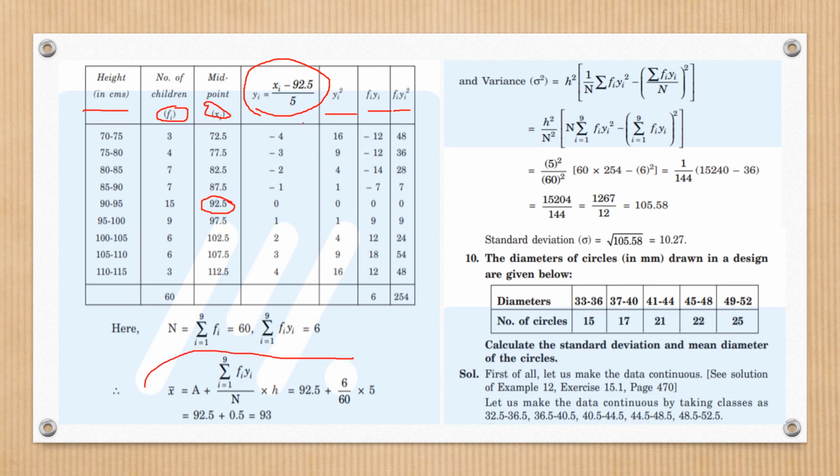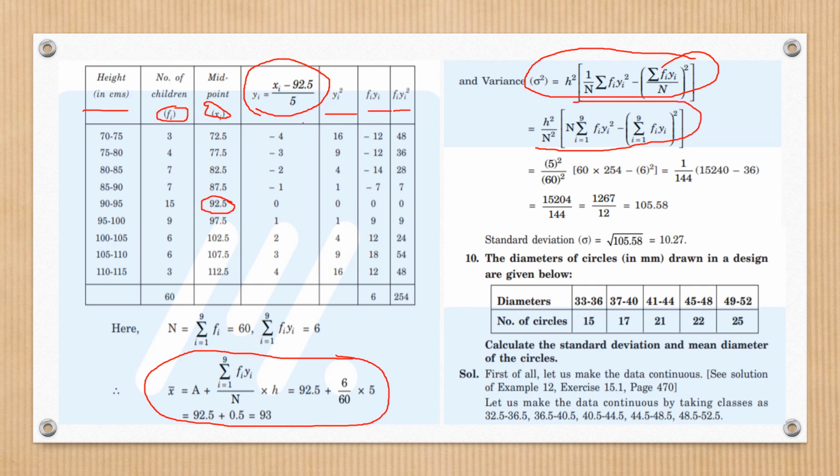So the mean using this formula is 93, and the variance by using this formula, sigma square, right? Again h square upon n square, you can directly use this formula also: h square upon n square, n times summation fi yi square minus summation fi yi whole square, right? So h is 5, n is 60, and this is 60 times fi yi square. Here it is 254, and fi yi is 6, so 6 whole square you have to take. After solving it is 105.58, and the standard deviation is the square root of this variance, which is 10.27.